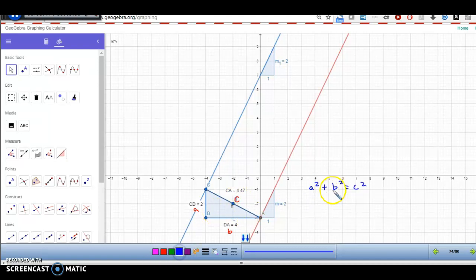All right, so here we go. So we have 2 squared plus 4 squared equals C squared. Well, 2 squared is 4, 4 squared is 16, and 4 plus 16 is 20. So 20 is equal to C squared, but we're not interested in C squared.